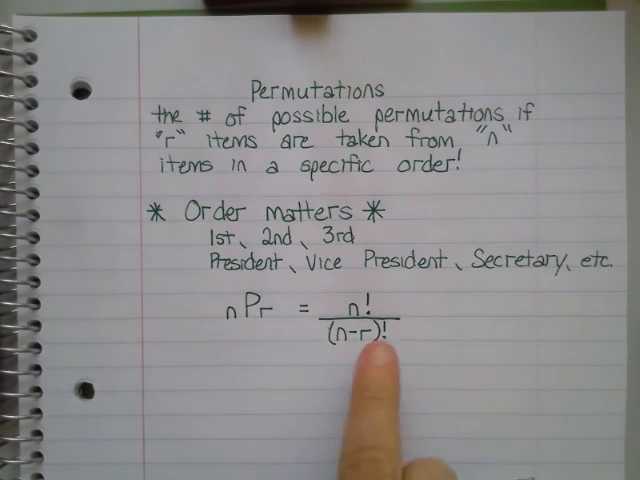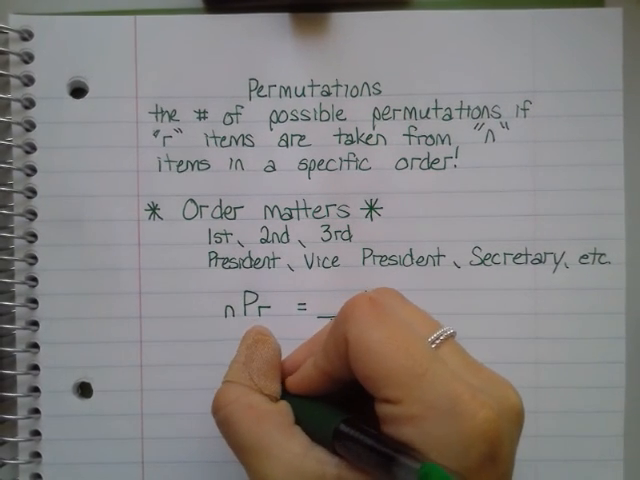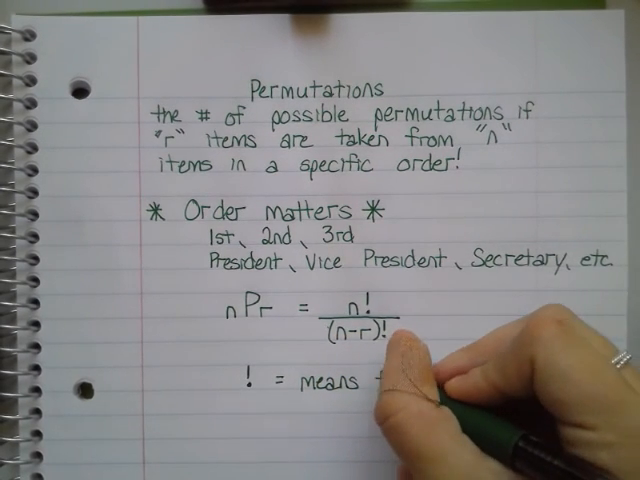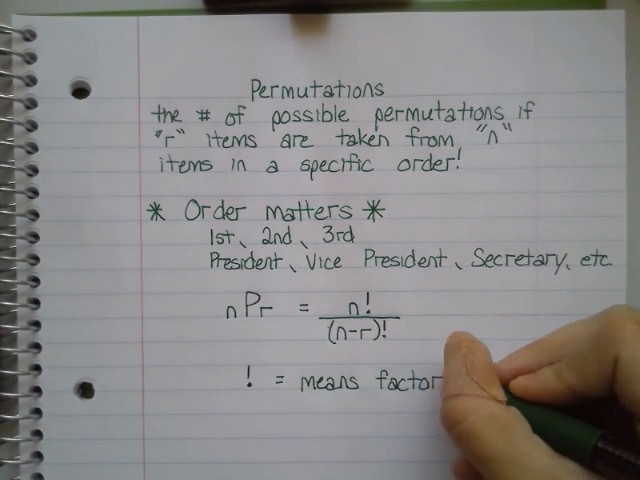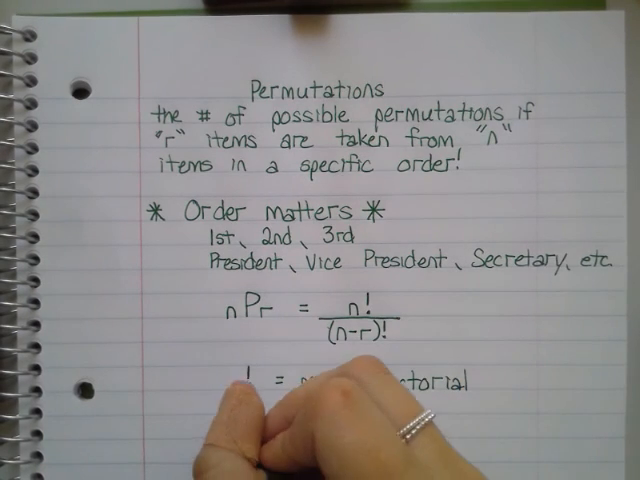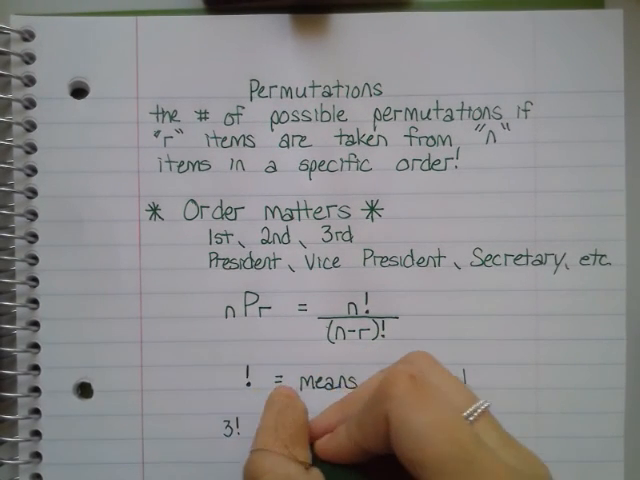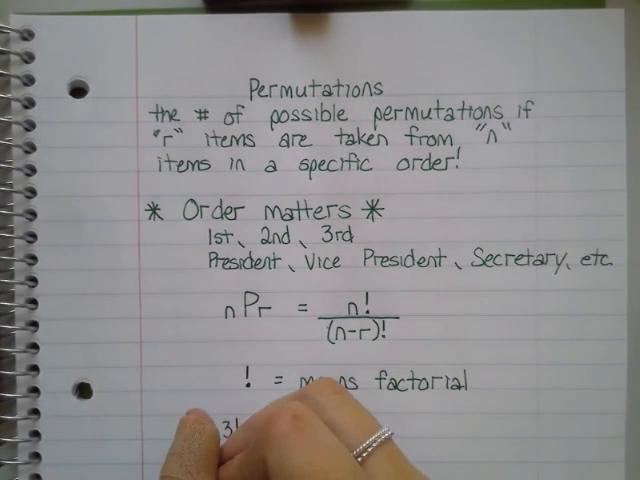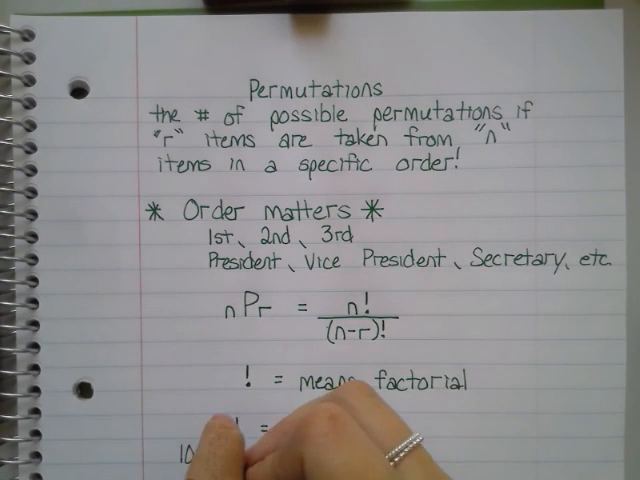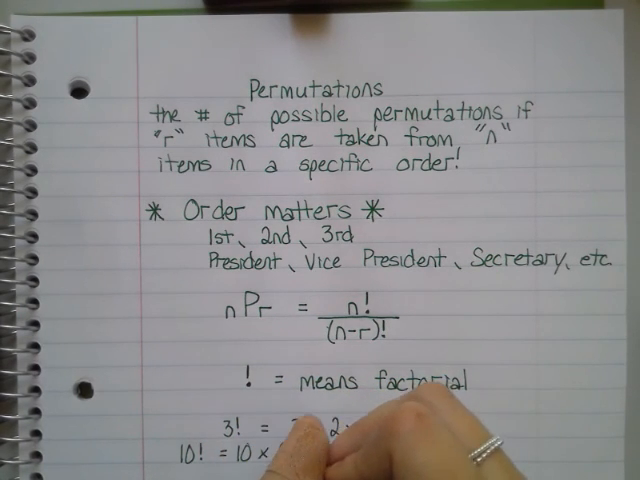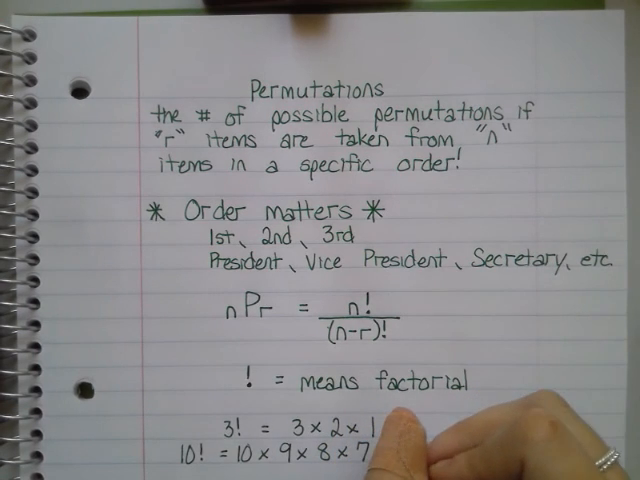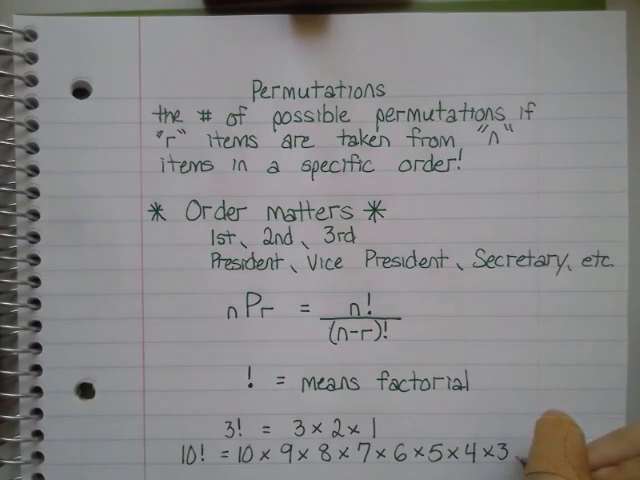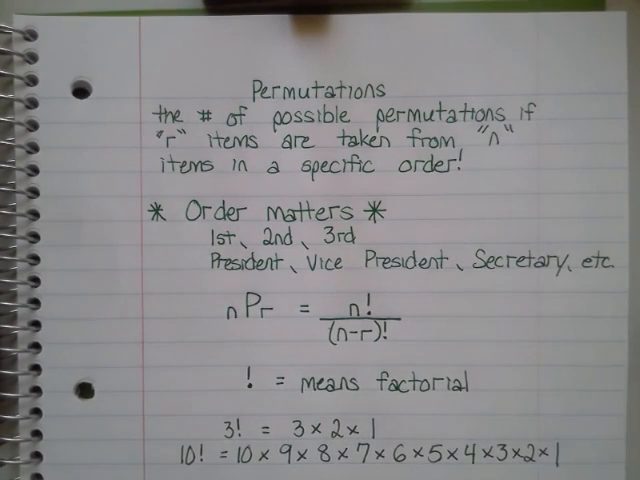And remember that exclamation point means factorial. So we talked about this a little bit in one of our last videos. If we were talking about 3 factorial, that's the same as 3 times 2 times 1. If we were talking about 10 factorial, that would be the same as 10 times 9 times 8 times 7 times 6 times 5 times 4 times 3 times 2 times 1.